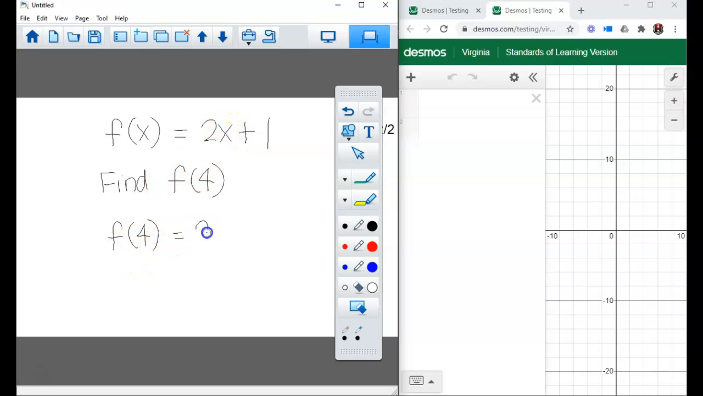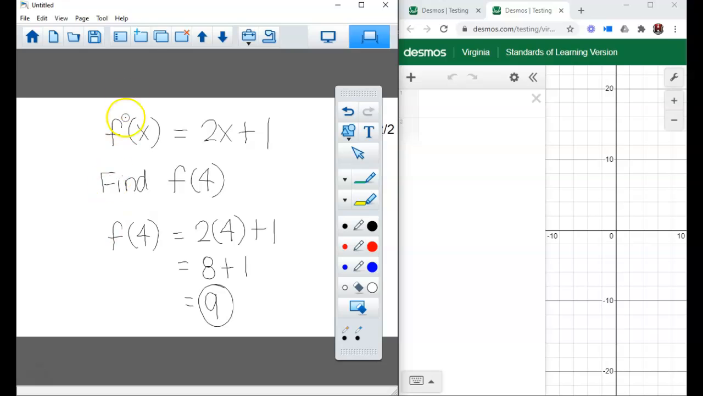So f of 4 would be 2 times 4 plus 1. And then we do what it says to get our answer. So first we would do 2 times 4, which is 8. And then we would do 8 plus 1, which is 9. So that 9 would be our output. That would be our answer. So this number that you see inside the parentheses is supposed to replace that x. It's supposed to be the input, or the x value that you're using.